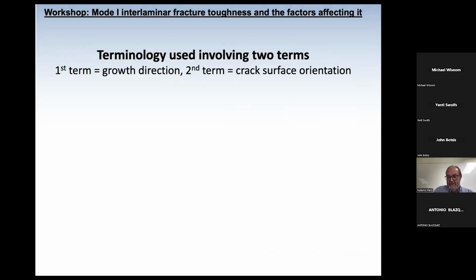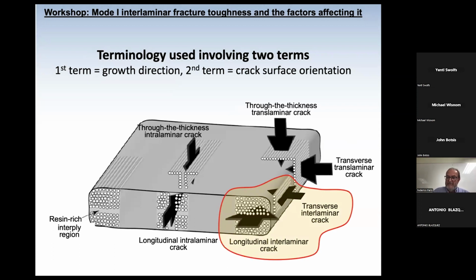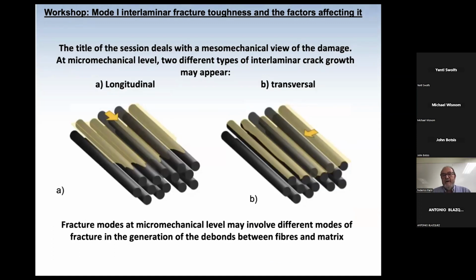Entering into the details, in the first meeting we presented this, defining the terminology we were going to use, involving two terms. One term is the growth direction of the crack or damage, and the second term involves crack surface orientation. This particular workshop will be devoted to the case where we deal with an interlaminar crack growing in the longitudinal or transverse direction. In some sense, this must be close to the case of interlaminar cracks defined on the left-hand side of this scheme.